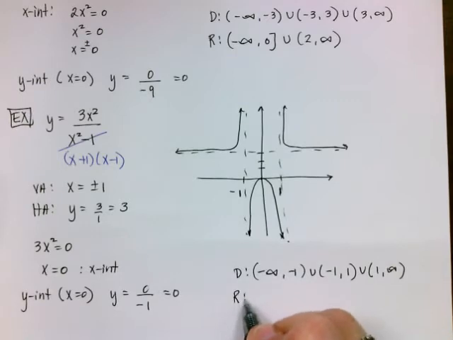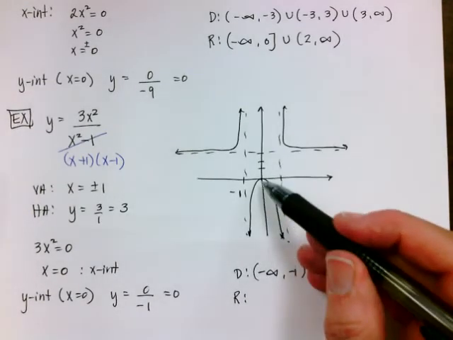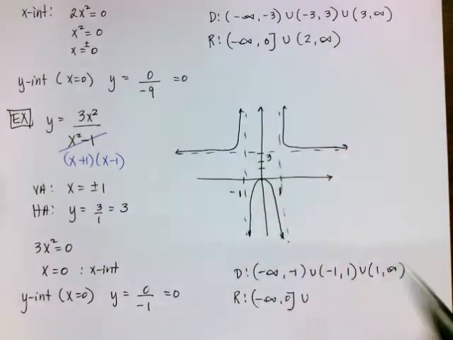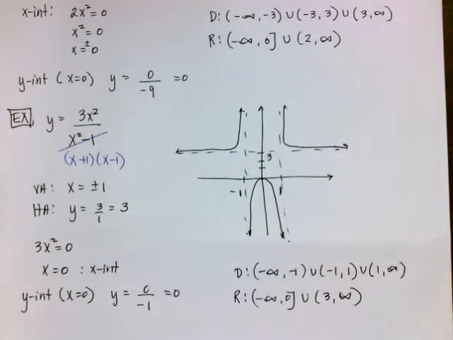Now let's talk about our range. My range goes from the bottom to 0, the 0 is included, so negative infinity to 0, my 0 is included, and then it starts again at, oh my bad, I didn't label my graph, it starts again at 3 and goes to positive infinity.